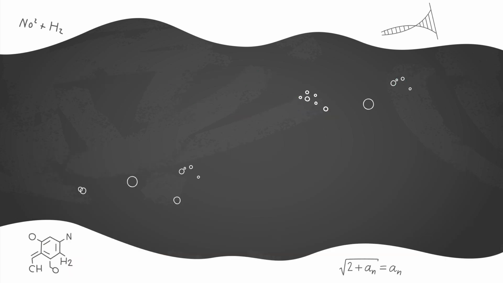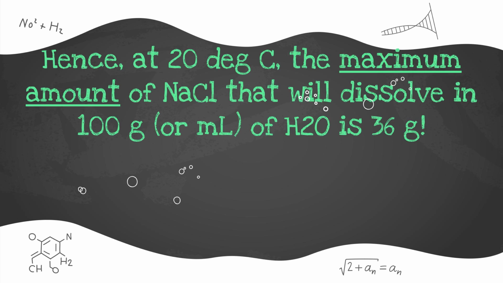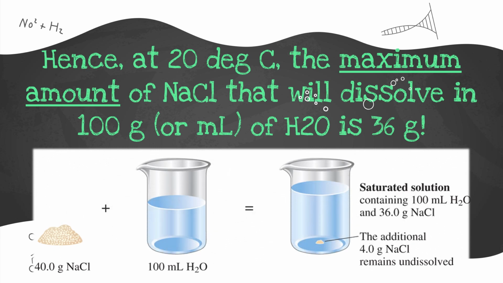Hence, recalling that information, adding more science to it, more specific, at 20 degrees Celsius of temperature, the maximum amount of sodium chloride or salt that will dissolve in 100 grams or 100 ml of water is only 36 grams. If you add more of this in the solution, say you add additional 4 grams of sodium chloride on top of the 36 grams, it will remain undissolved.